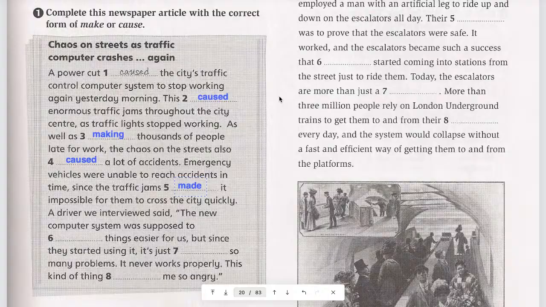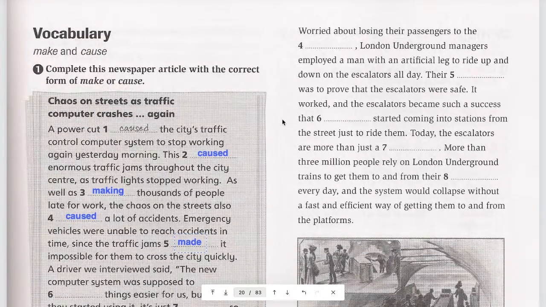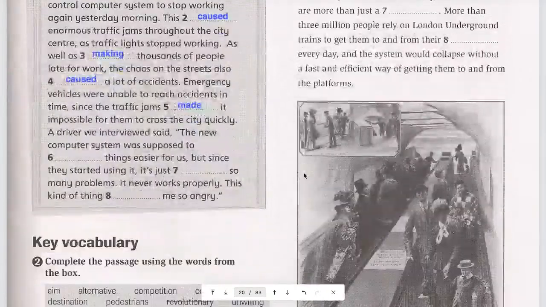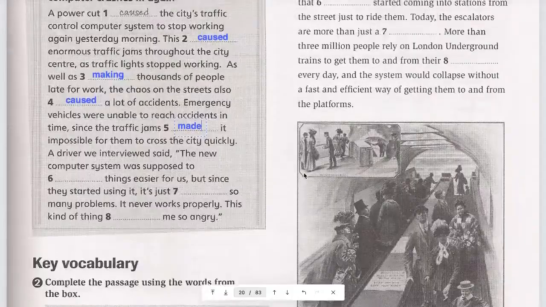Finish? That's fine. You have to do all, not just exercise 1, okay? You have to do exercise 2 as well. Everything there.